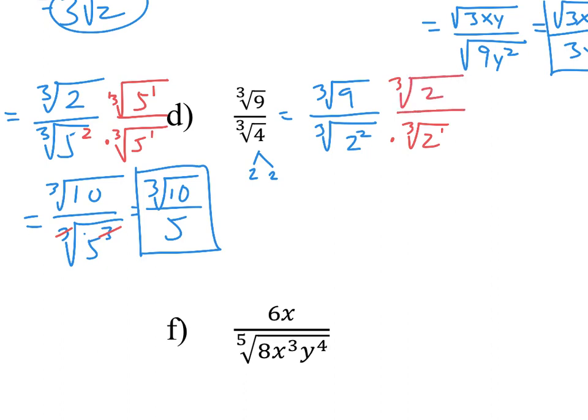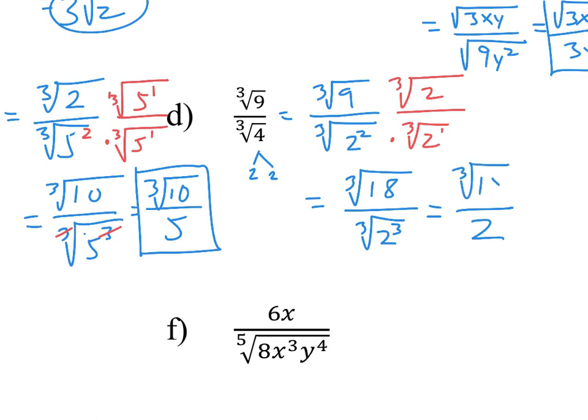Multiply top and bottom by the same thing. On the top, we have 9 times 2. That's just 18. On the bottom, we have 2 to the third power, because we have 2 to the second times 2 to the first. That's just 2 times 2 times 2, which is 2 to the third, which is nice because that's going to simplify to 2. And that's it.